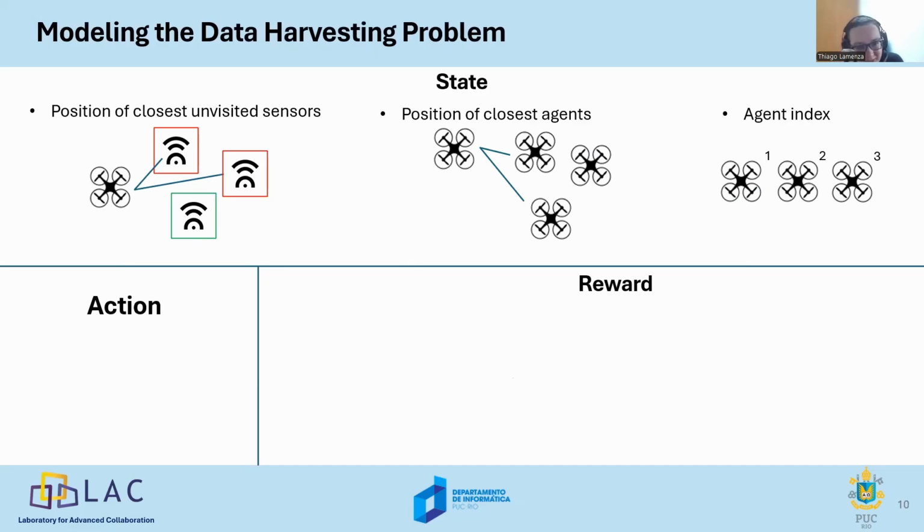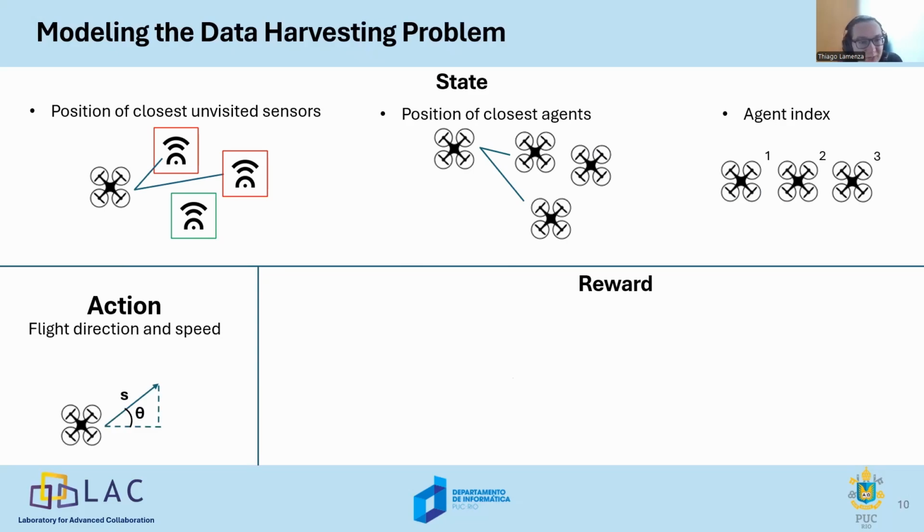We'll also feed them the position of the closest agents, so they can coordinate properly. And finally, the agent index. This information will make more sense when we talk about parameter sharing a little bit forward in this presentation. But basically, the agent index allows the agents to have identity. We'll talk a bit about this in the future.